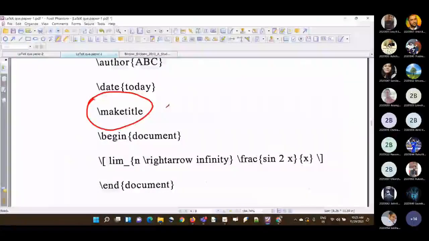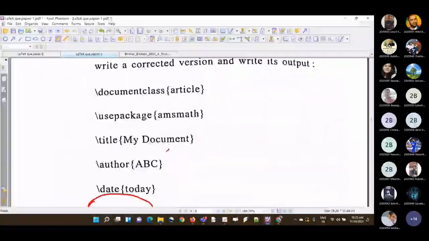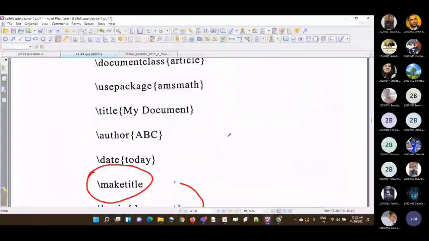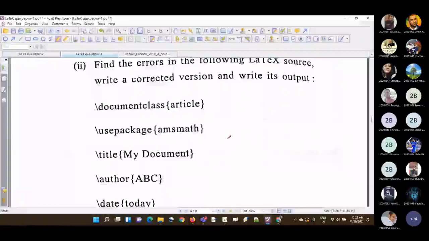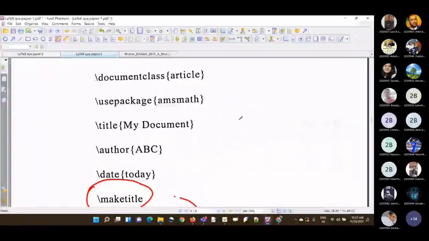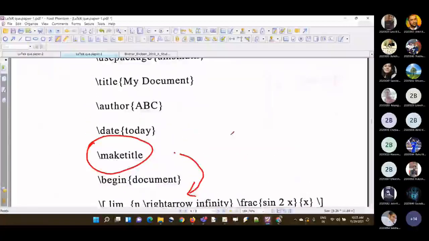You write it after begin document. So there is an error. So what you have to do? There are only a few lines. Sometimes you may get 10 to 15 lines. There is absolutely no problem. 1, 2, 3, 4, 5, 6, 7, 8, 9, 10 lines are there. Sometimes you may be getting 15 lines. So you can write it as it is.